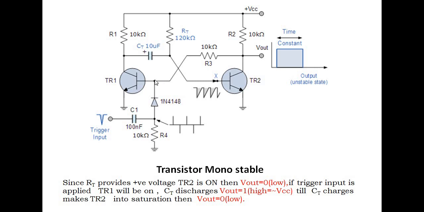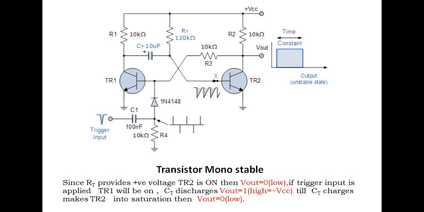That positive voltage will switch on the transistor T1. If transistor T1 is in saturation mode, the output of TR1 is going to be 0. If the output of TR1 is 0, the capacitor starts discharging, right? The capacitor starts discharging to 0 volts, which was charged earlier.